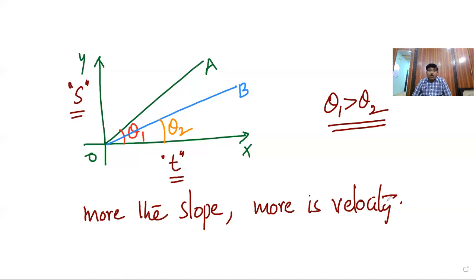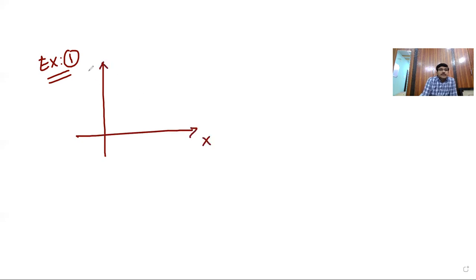Okay. Now observe, this slope may be positive or sometimes negative also. Because what is slope? Slope is the tangent of theta. Now I would like to show a simple graph, example 1. Observe. This is the x-axis, this is the y-axis, horizontal. On the y-axis displacement, on the x-axis time.